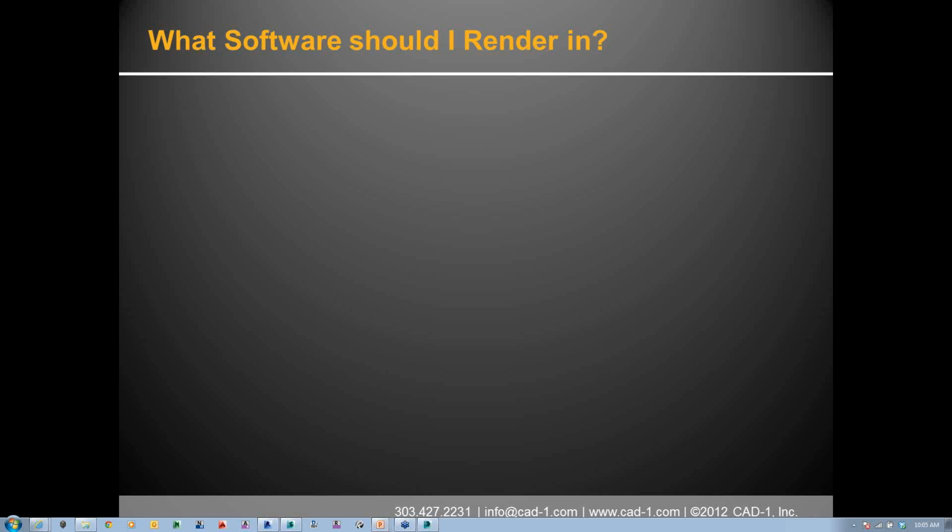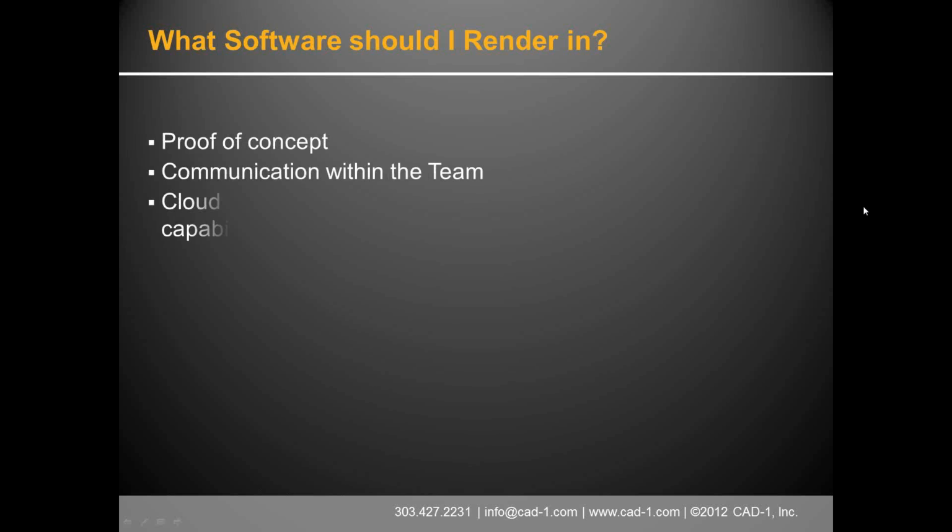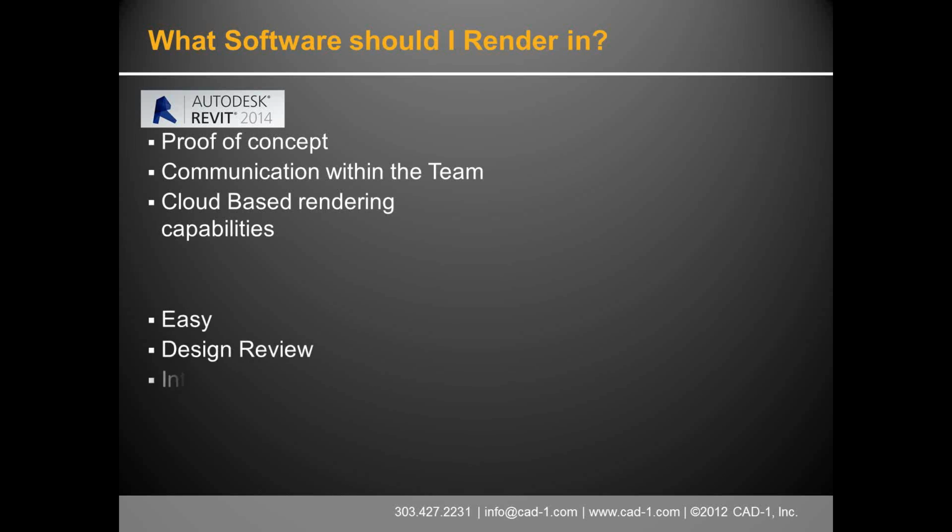I want to start off by just talking a little bit about what software I should be picking to do a different product in. So here we have the Revit. If we're doing it for a proof of concept out there, it has ways of communicating with the team. It also has ways where we can either do that inside the software, or it has the ability to go out and render that on the cloud. So it's good there as kind of a good scenario.